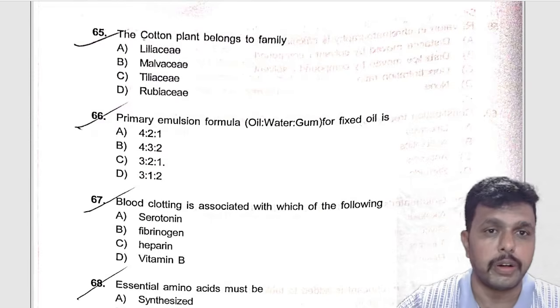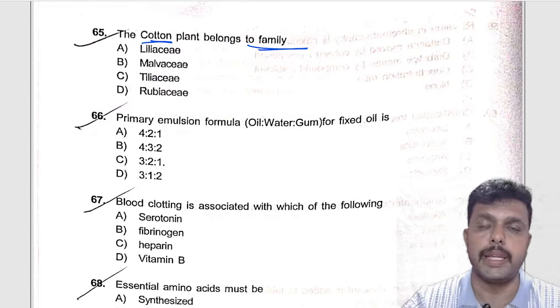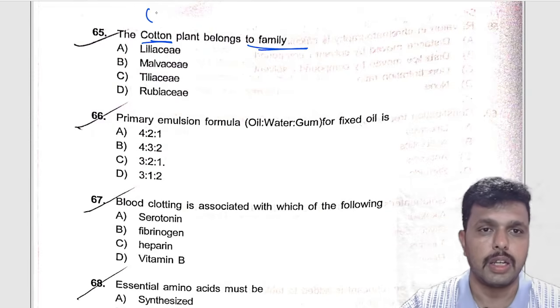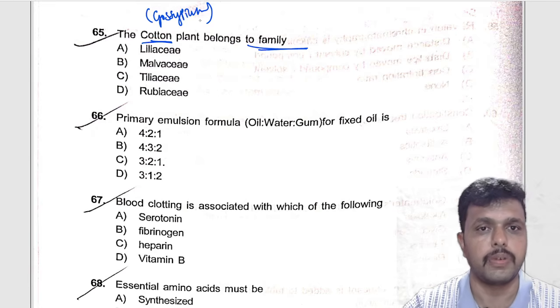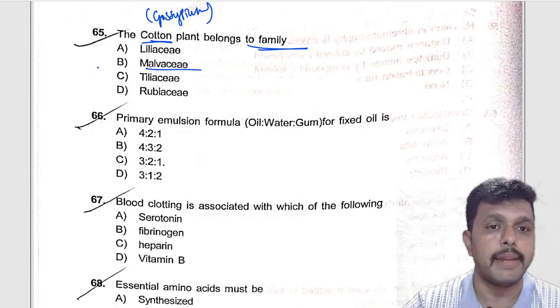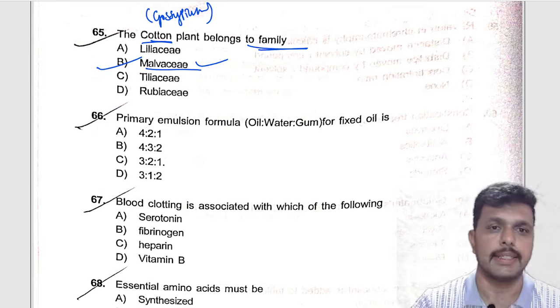Next, the cotton plant belongs to which family? Cotton is known as Gossypium. It belongs to family Malvaceae. Option B is the right answer.